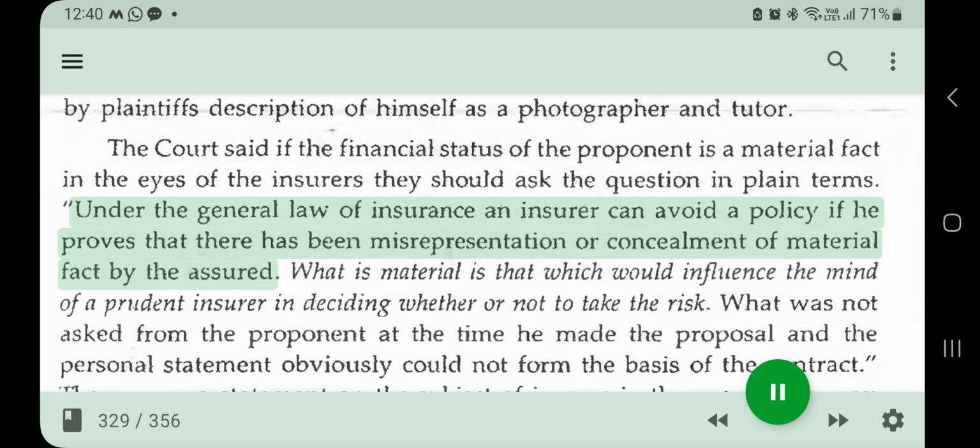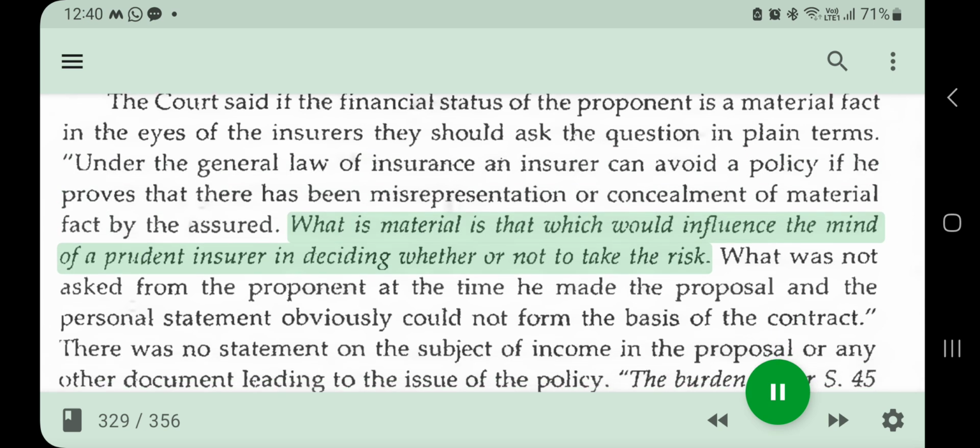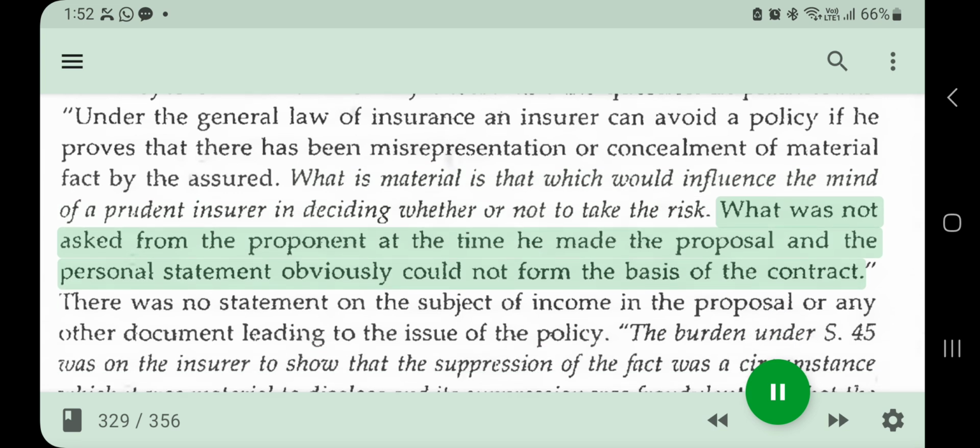Under the general law of insurance, an insurer can avoid a policy if he proves that there has been misrepresentation or concealment of material fact by the assured. What is material is that which would influence the mind of a prudent insurer in deciding whether or not to take the risk. What was not asked from the proponent at the time he made the proposal and the personal statement obviously could not form the basis of the contract.